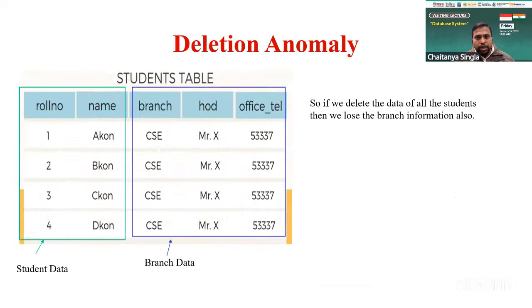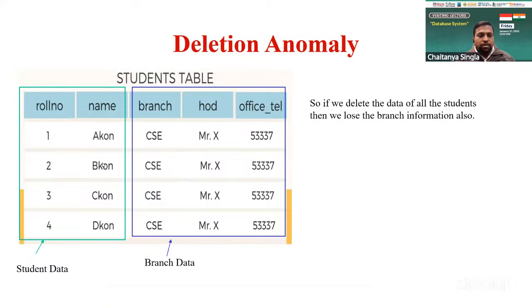Third is deletion anomaly. Deletion anomaly is when we mistakenly delete a row, and by deleting that row, some other important information is also lost. Suppose in our student table, there are actually two tables: first is student data and second is branch data. Along with the student details, the branch information of that student is also inserted in the table. If we delete all the students, the branch information is also deleted.